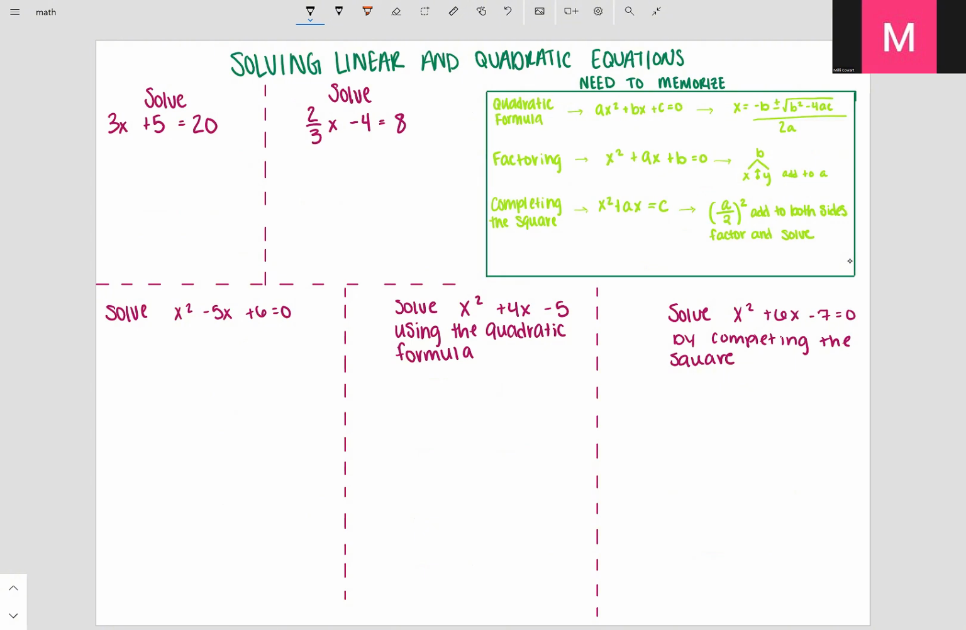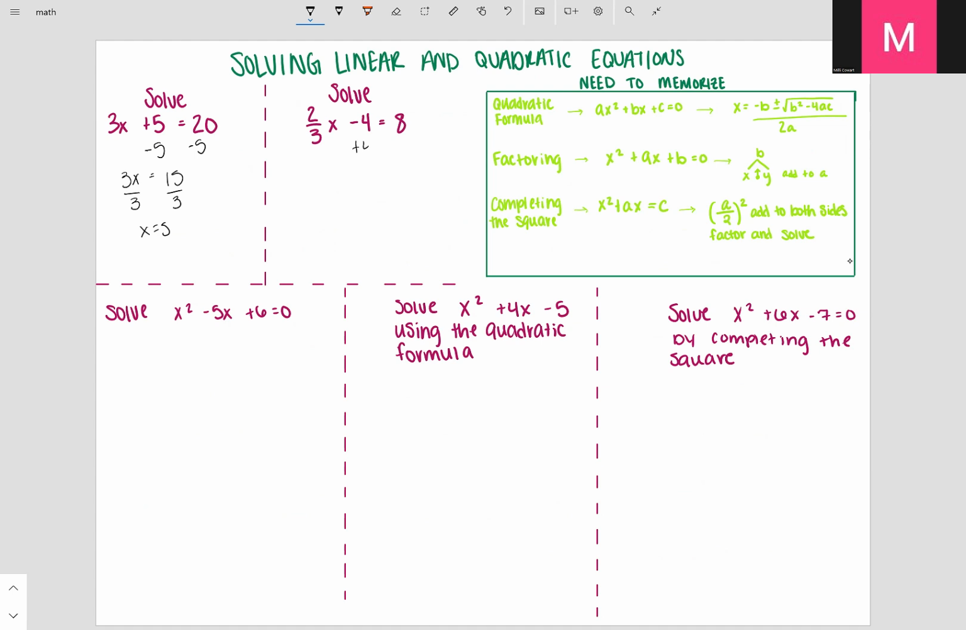So we'll go ahead and start with linear equations because we've already done quite a bit of that. But just in case we need a refresher, we'll start with subtracting 5. We have 3x equals 15. Divide 15 by 3, x equals 5.